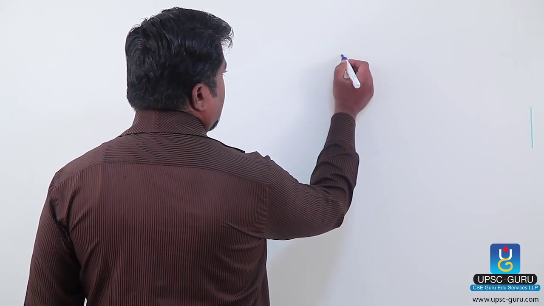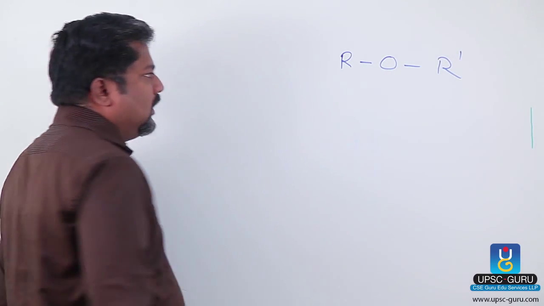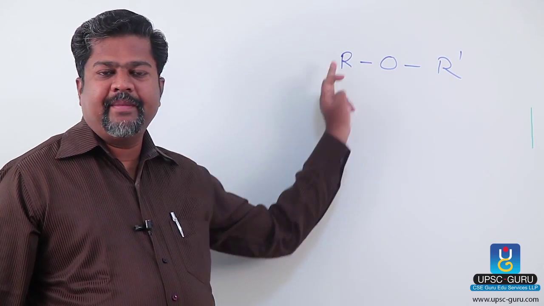Now the next functional group is also containing oxygen. This is R O R dash. R and R dash may or may not be the same.